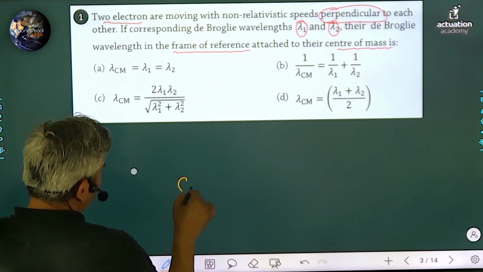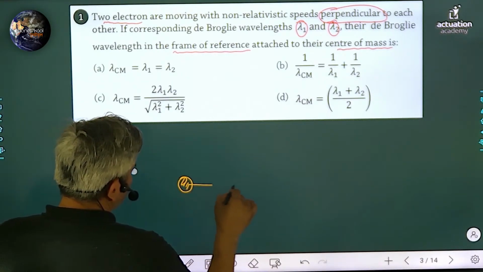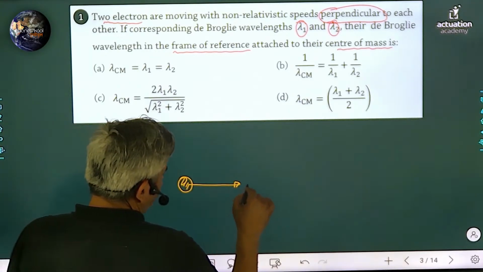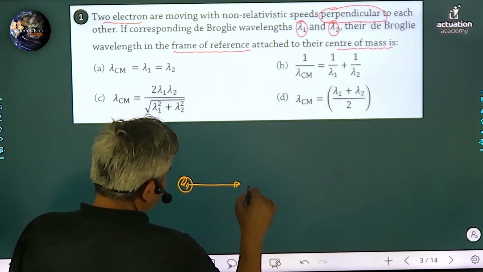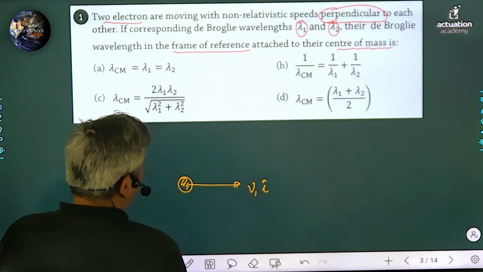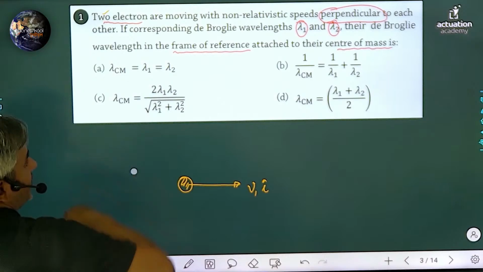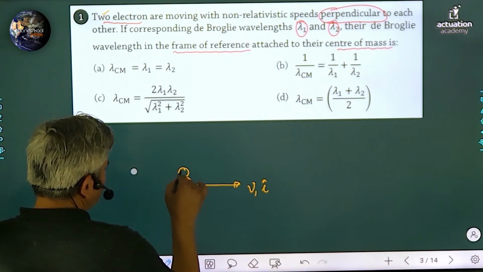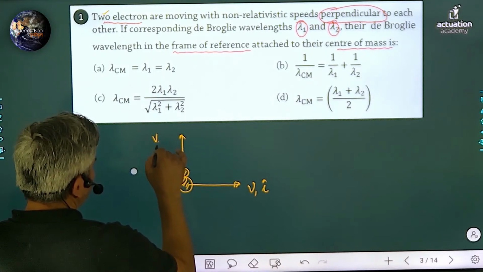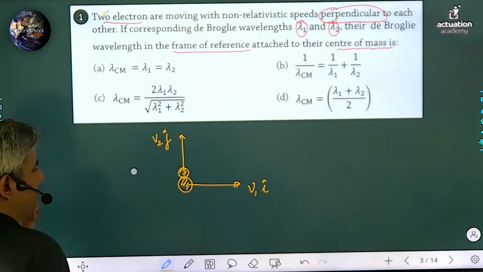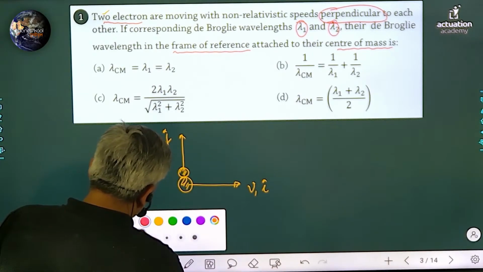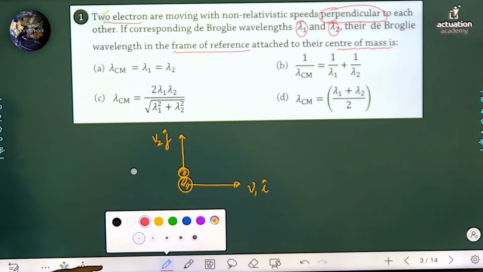Here is one of the electrons, let's say this is moving in the x direction and its velocity is, let's assume, v1 i cap. There is another electron which is moving perpendicular to it, and let's say its velocity is v2 j cap. Okay, so we can easily write down the momentum of both the electrons.